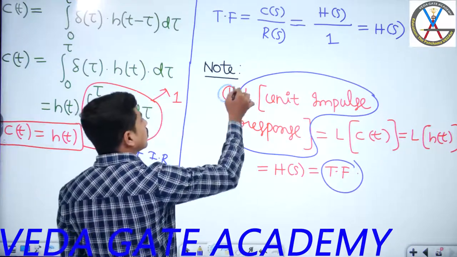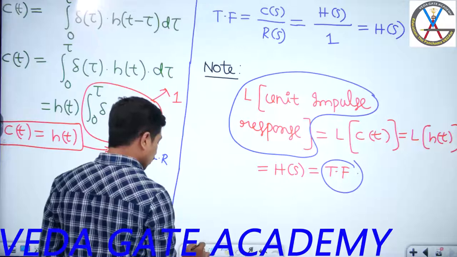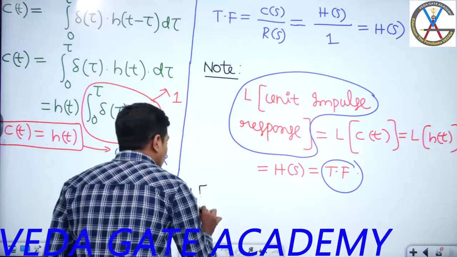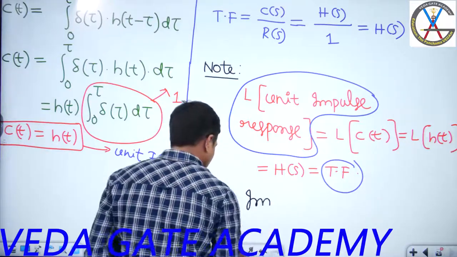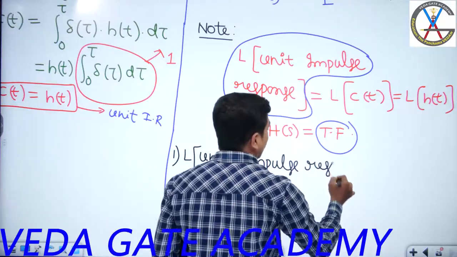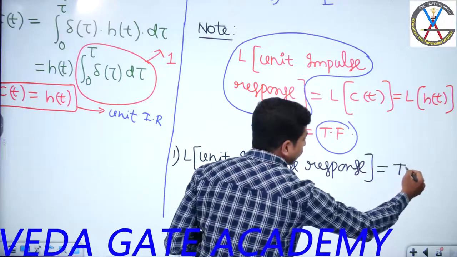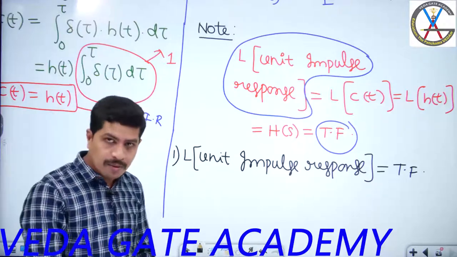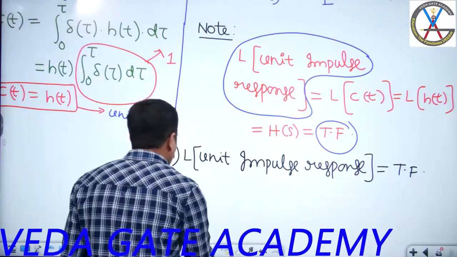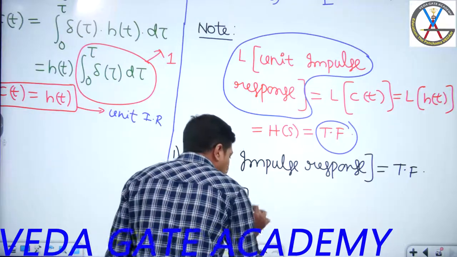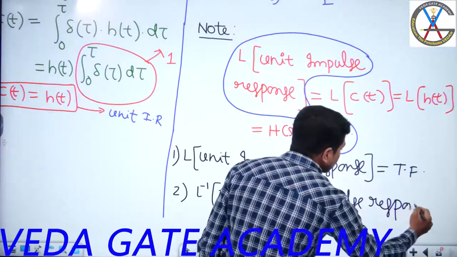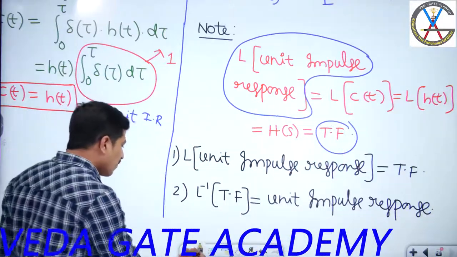Now, let me write the important statement, the important output of our discussion. First note point: Laplace transform of unit impulse response is equal to transfer function. If you have unit impulse response with you and you apply Laplace, then you are going to get the transfer function. What is the vice versa? Inverse Laplace of transfer function is equal to unit impulse response. Very, very important conclusions.